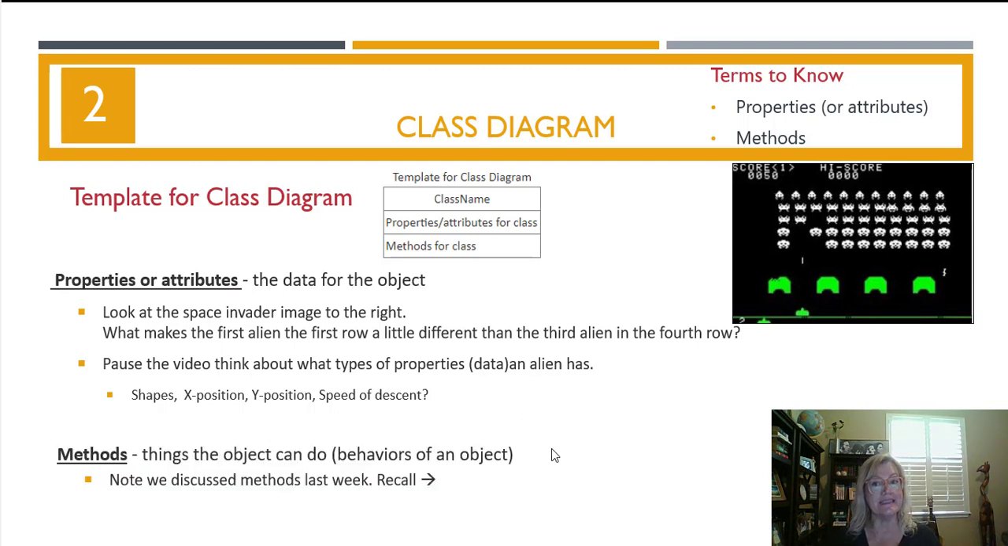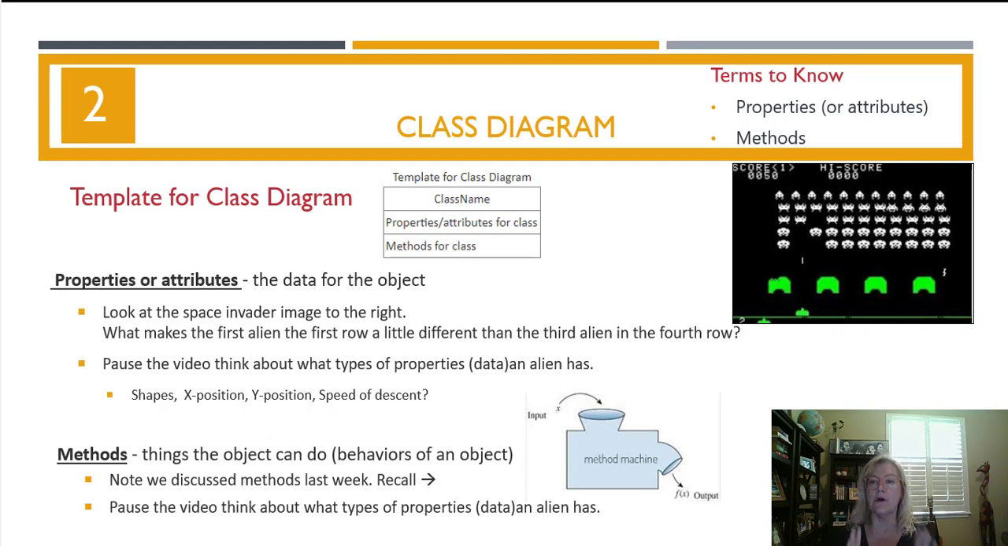Now, a method is the behavior, what the object can do. We discussed methods last week. Recall the method machine. We talked about input going into the method machine and producing outputs. We're also going to have another video on methods shortly. So once again, let's pause the video and jot down what you think are some behaviors or actions that an alien object can do.